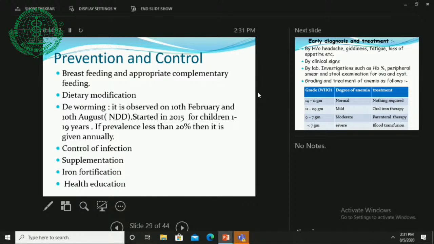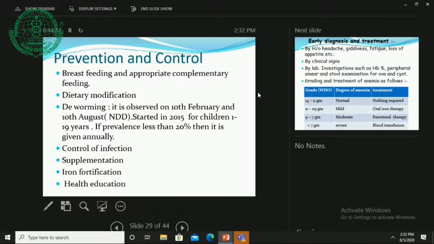Then control of infection. The infections which are responsible for causing or precipitating iron deficiency are malaria infection and hookworm infestation. So you should take care of preventing this, like they should not walk barefoot, proper disposal of sewage can be done, and breeding places for mosquitoes should be eliminated for controlling malaria infection and hookworm infestation.